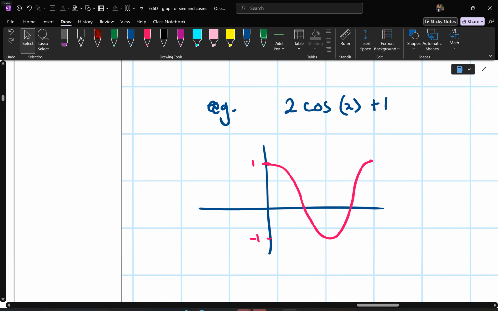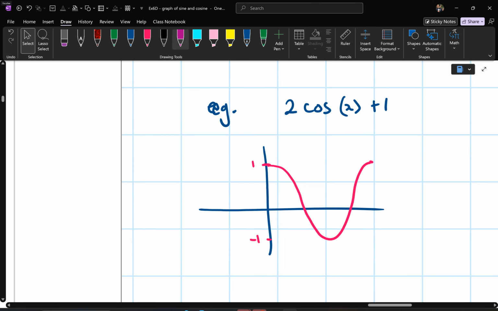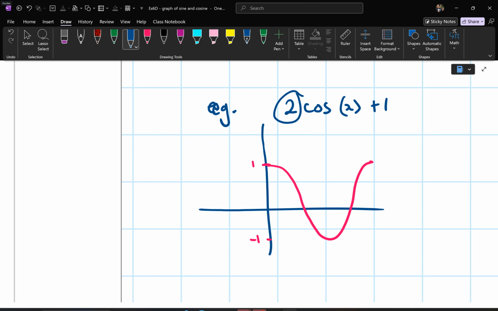Not -1? 3 and 1. Okay, very good. So before we get to that, that 2 changes it so that it is now a vertical stretch. The amplitude is now multiplied by 2. So that means I'm going to times this by 2 as well.